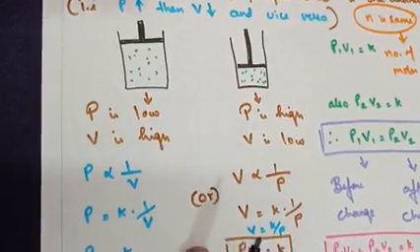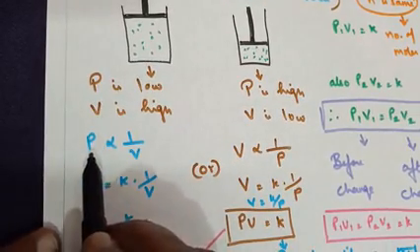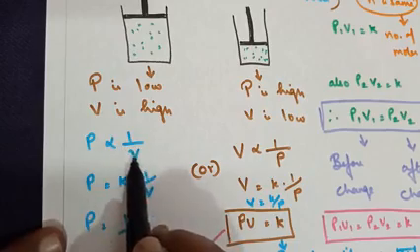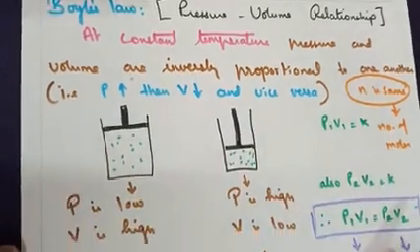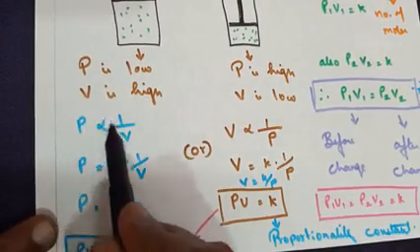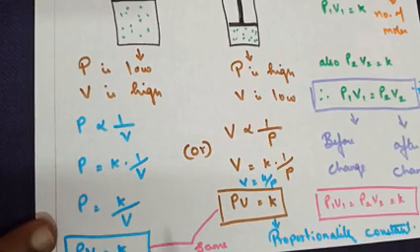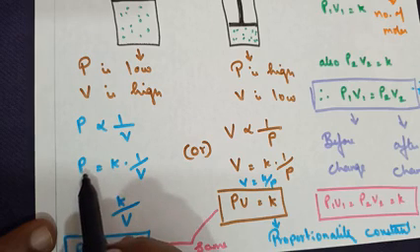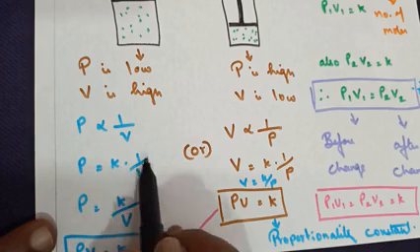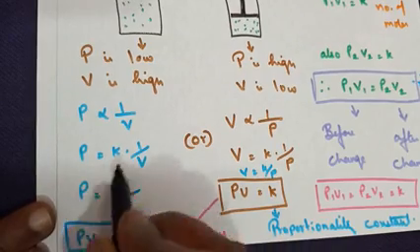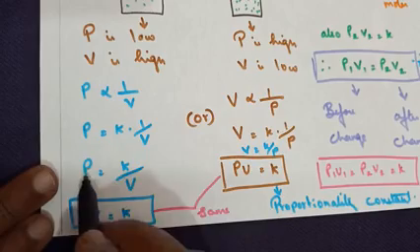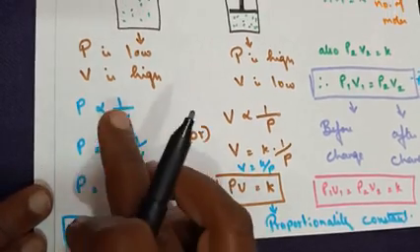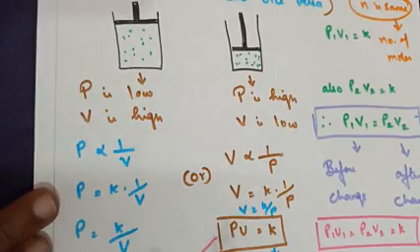So the same thing in terms of law, how can we write it? Pressure is proportional to 1 by V, because we are saying pressure and volume are inversely proportional to one another. As you know, the proportionality sign can be replaced with a proportionality constant. So we can write pressure is equal to K into 1 by V, where if we multiply K into 1 it becomes K, pressure is equal to K by V. If we multiply these two, that is PV is equal to K. This is in terms of pressure.